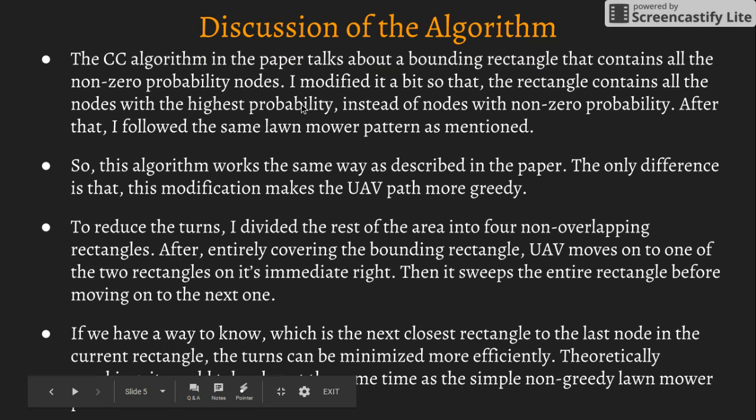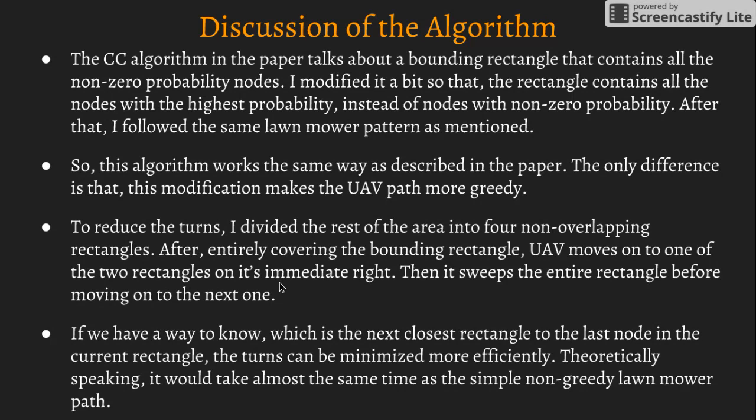And this algorithm is very similar to the one talked about in the paper, but there is only one modification. I changed the rectangle to hold all the highest probability nodes instead of the non-zero probability nodes. This makes the UAV path more greedy. To reduce the turns, I divided the rest of the area into four non-overlapping rectangles.